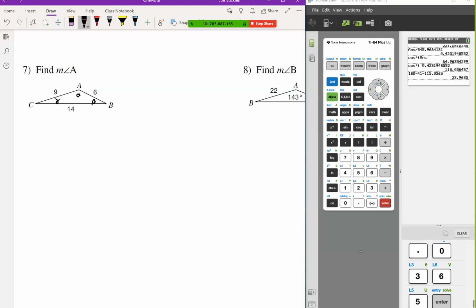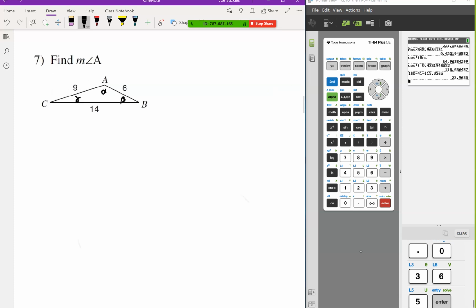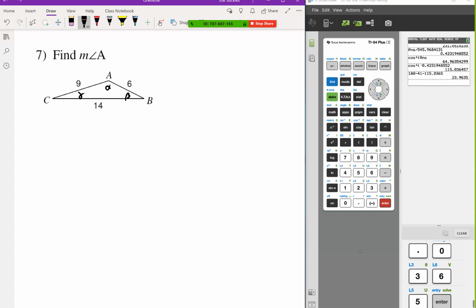Okay? So in this case, the biggest angle is going to be at alpha because it's across from the 14. So I know that this is going to be my biggest angle. So I'm going to try to find that one first. So this alpha involves the a, so we'll use the version of our law of cosines. That's the a squared equals b squared plus c squared minus 2bc cosine of alpha. The a is 14, the b is 9, the c is 6.